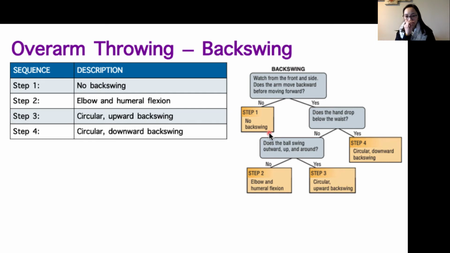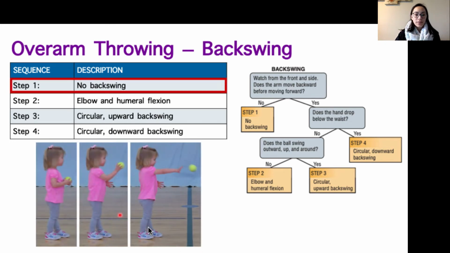So, definition of no backswing would mean the ball in hand moves directly forward to release from the arm's original position. An example of this would be that little girl from the first activity we did, where she literally has the ball, that's her initial position, and then she just pushes the ball forward. So no backward movement of the arm whatsoever.